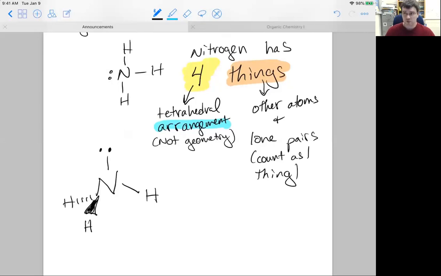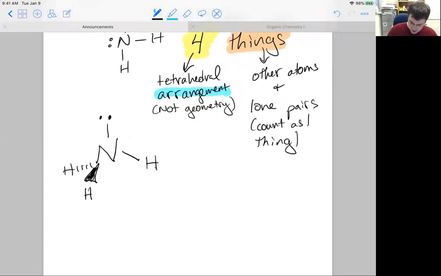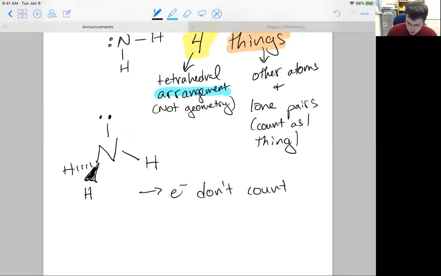What I want us to remember is that electrons don't count toward geometry. So the electrons do not count when you're looking at or assigning the geometry.